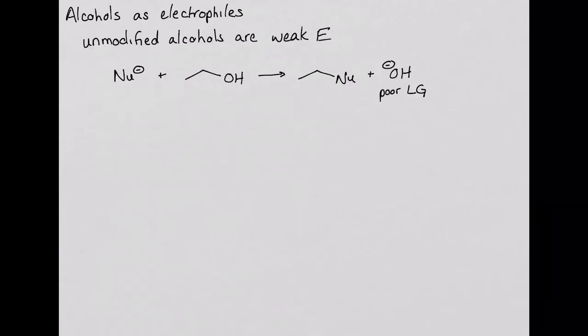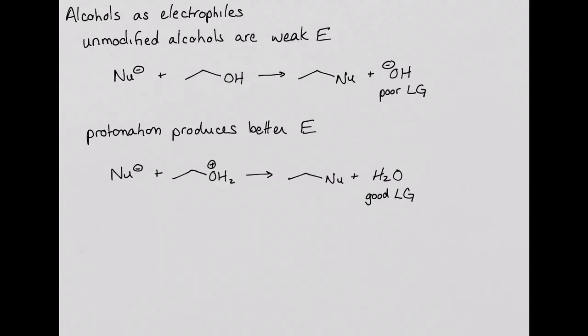In order to make an alcohol a better electrophile, one way we can do this is by protonating the alcohol, producing a good leaving group. Protonation of an alcohol produces water as a leaving group, which is a good leaving group because it's neutral. However, protonation typically requires a strong acid, and many nucleophiles are basic as well as being nucleophiles, and protonation makes them much weaker nucleophiles.